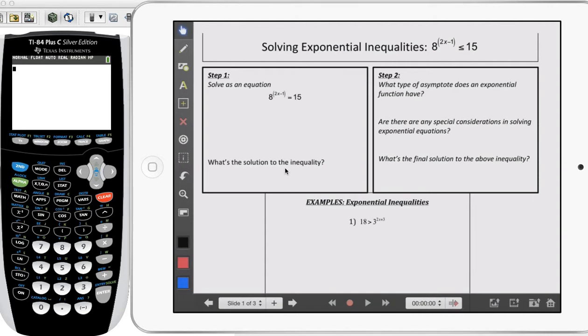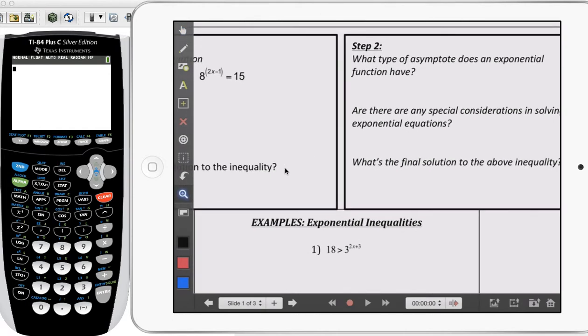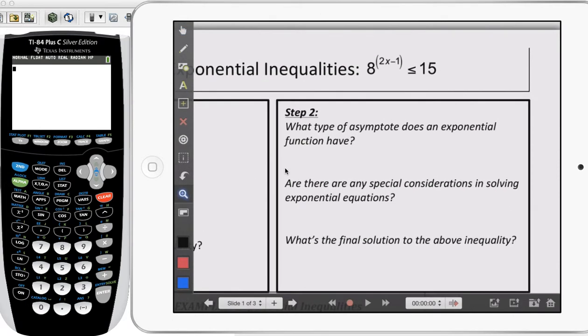Today we'll be working on lesson 513, solving exponential inequalities and logarithmic inequalities. The first one we're going to start with is exponential inequalities. So let's look at our first example. 8 to the power 2x minus 1 is less than or equal to 15, and you need to find the x values that would make this inequality possible.